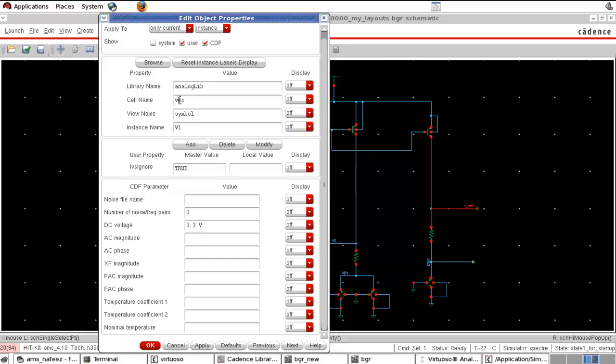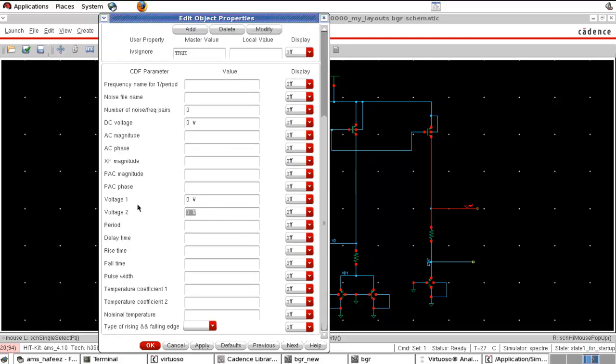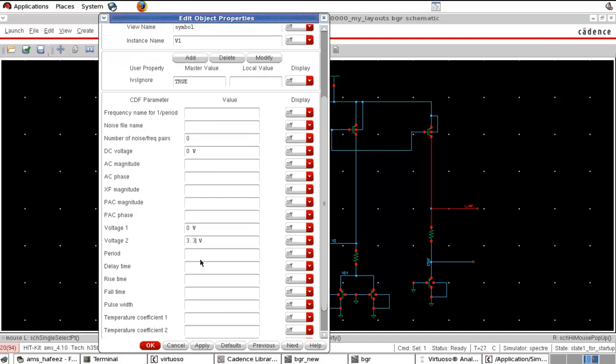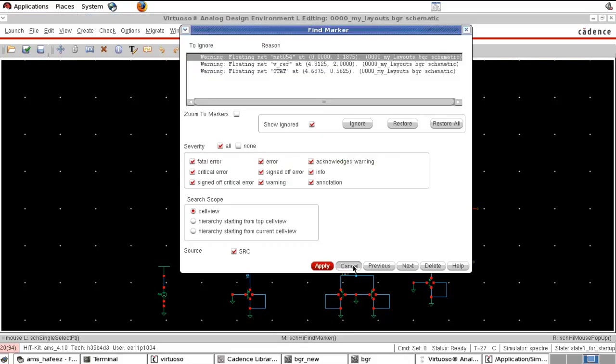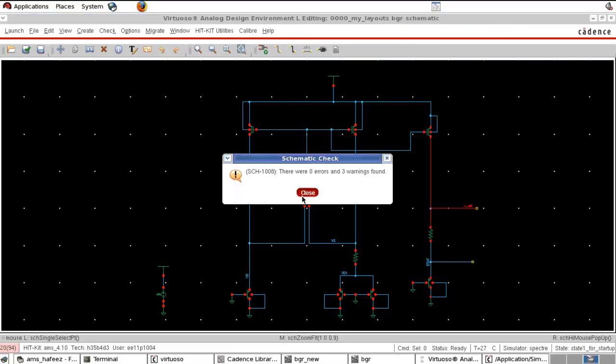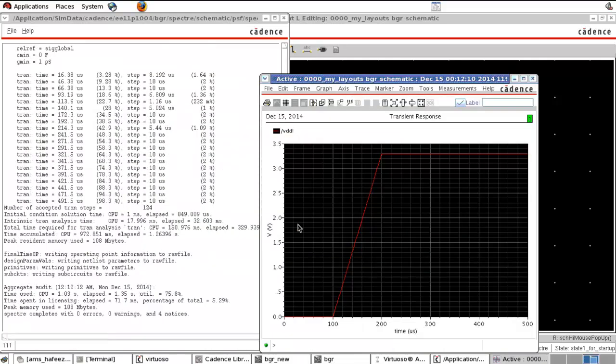Let us change the voltage source to pulse. So it is V pulse. Initially it should be 0, then we need 3.3 volt. Period 1 second I am giving. Delay time 100 microsecond, rise time also 100 microsecond, and the pulse width 0.8 or any value. First of all, let's run the simulation to check the VDD. And VDD is coming as we expected.